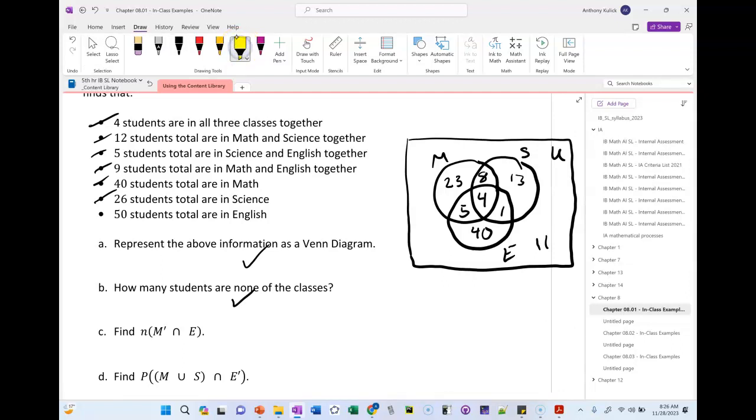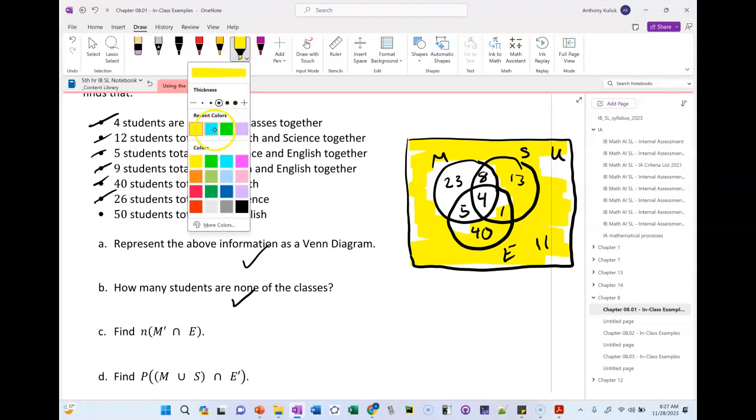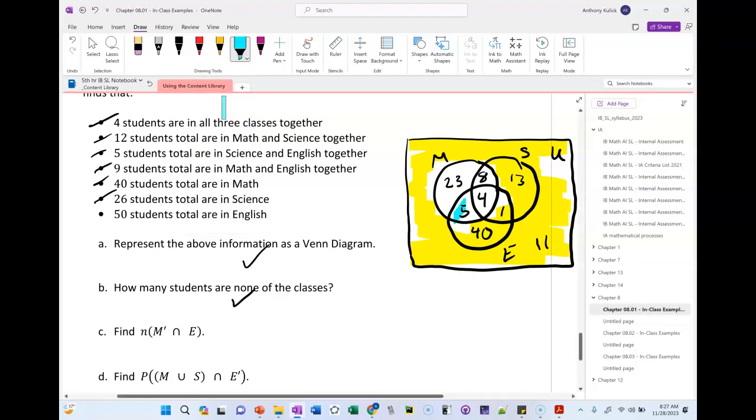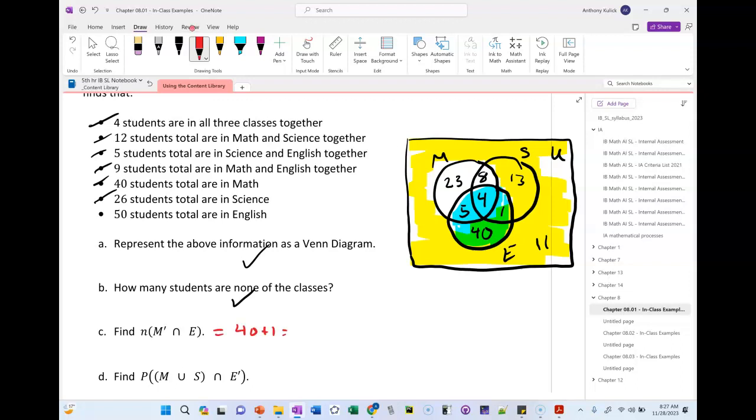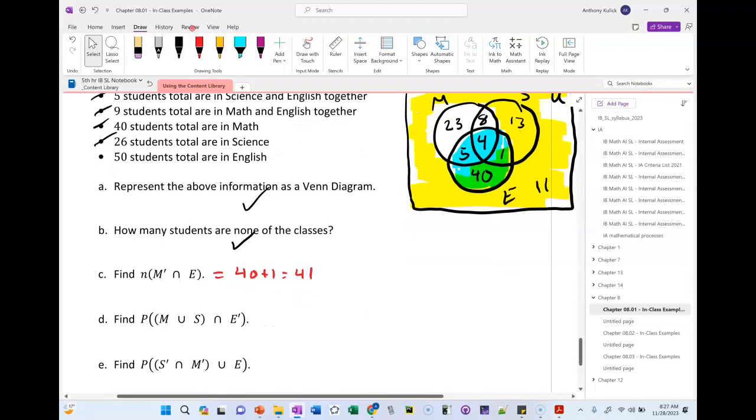Ooh, find the number of students in not math intersect English. So I'm going to do this with some shading, and then we'll count afterwards. Sound good? So I'll shade not math. And then we'll shade English. And we'll use different colors. So what's in our intersection then? 41. Everybody agree? Okay.